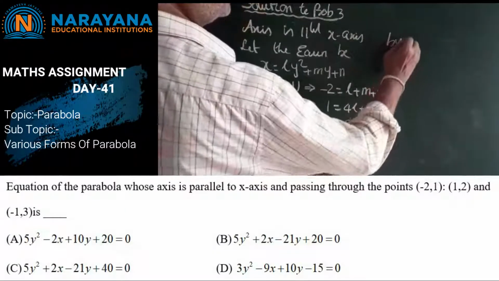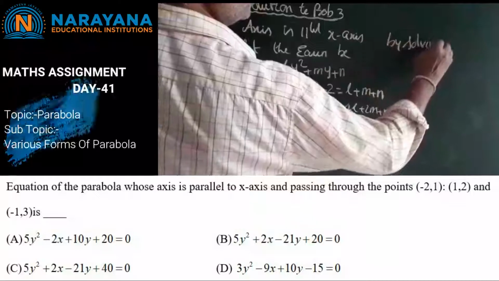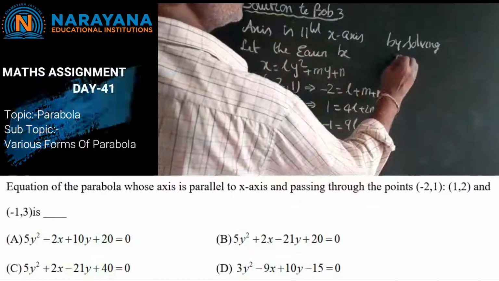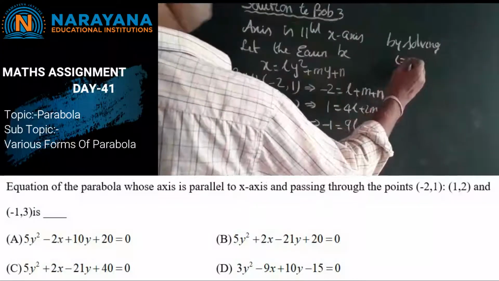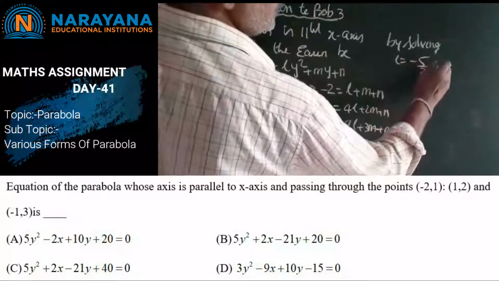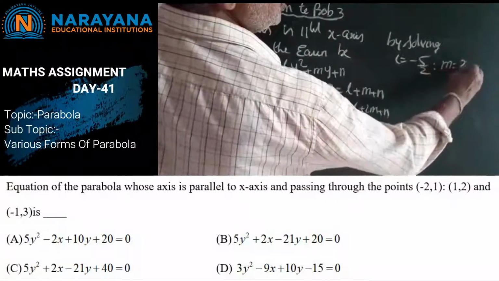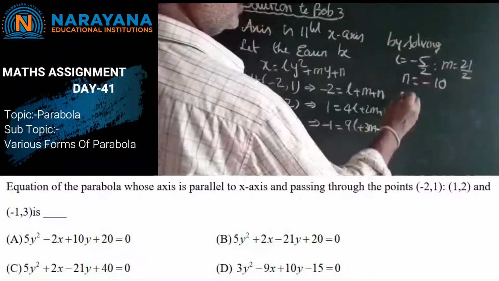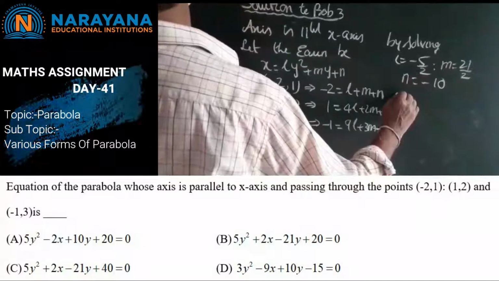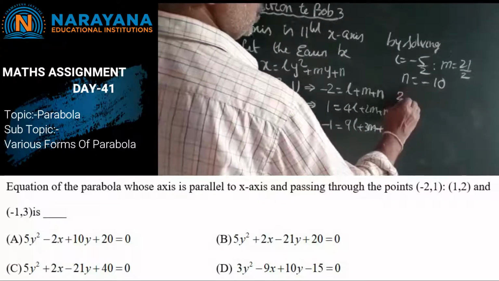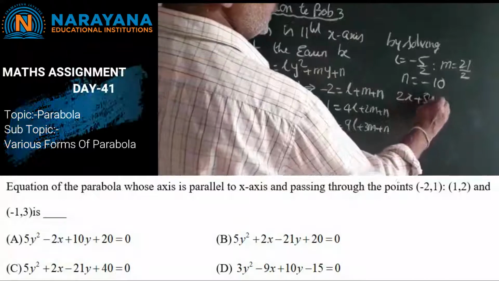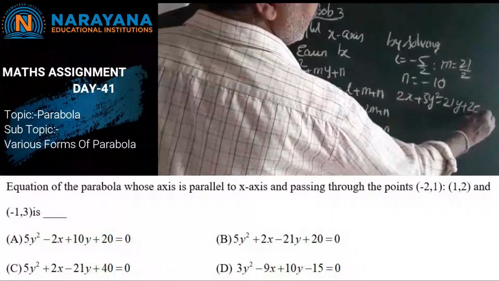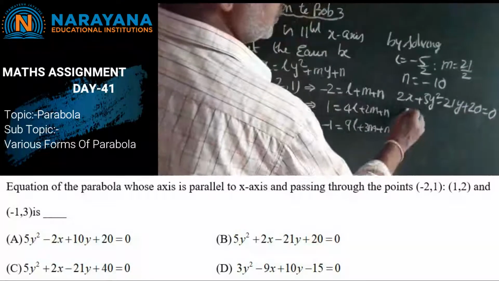By solving, we get l equal to -5/2 and m equal to 21/2, n equal to -2. So equation will be 2x + 5y^2 - 21y + 20 = 0 is the equation.